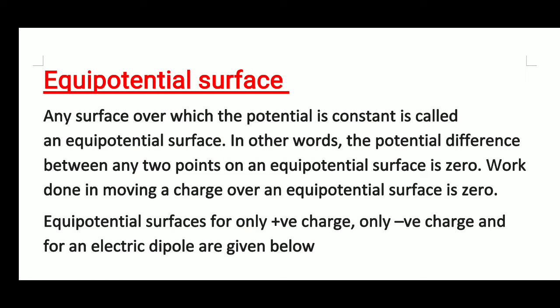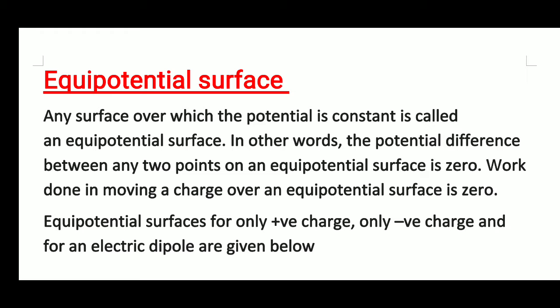Dear students, today we'll discuss the equipotential surface. Any surface over which the potential is constant is called an equipotential surface. In other words, the potential difference between any two points on an equipotential surface is zero. Work done in moving a charge over an equipotential surface is always zero.